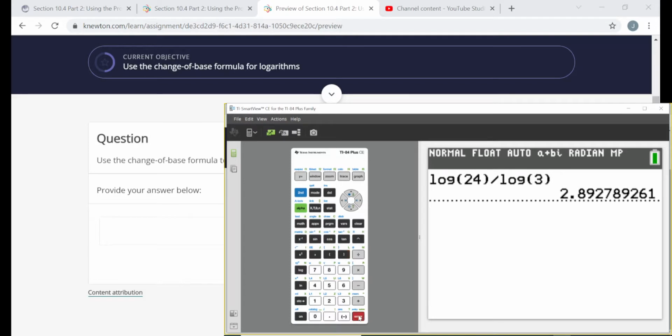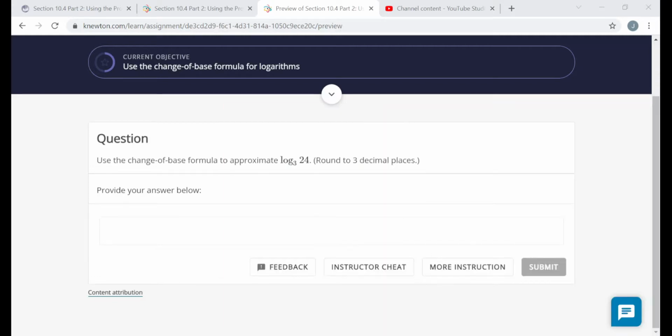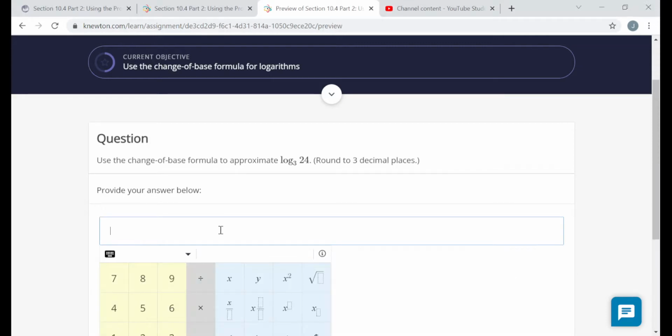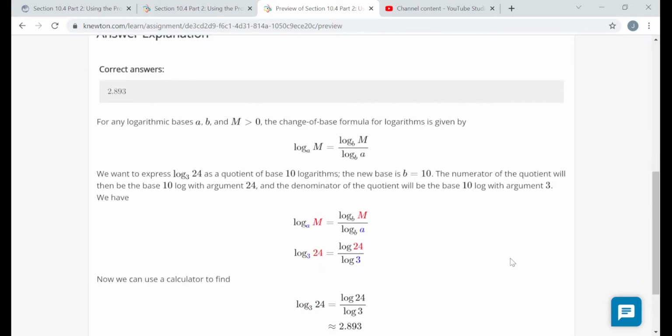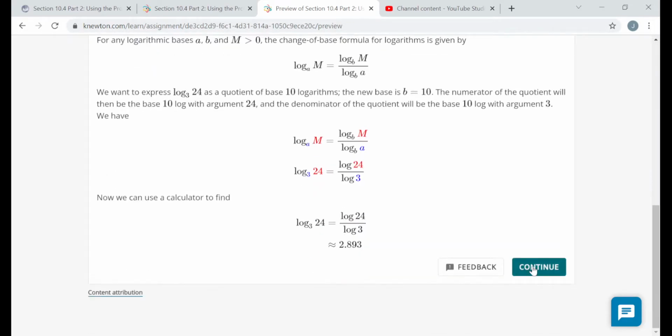Alright, and this should be 2 point something. Right. And then just to check it out, take the base 3 raised to this power should be 24, and it is. Right. So 2.8927, so 2.893 when I round to 3 decimal places. Right, so 2.893. And that's it. Right, pretty easy, those change of base formulas, I'm hoping. Great.